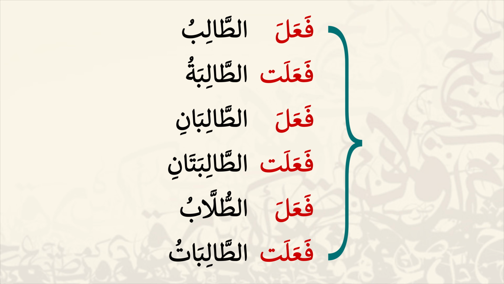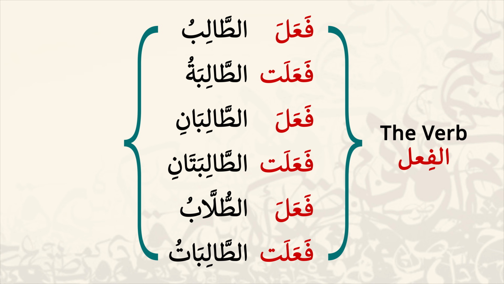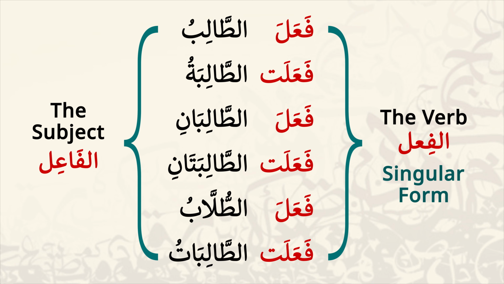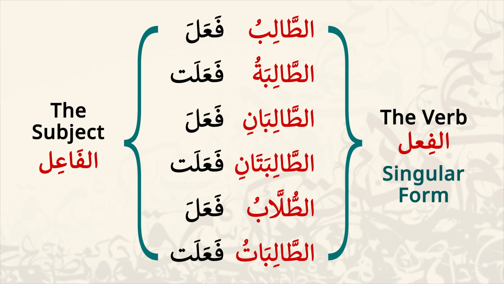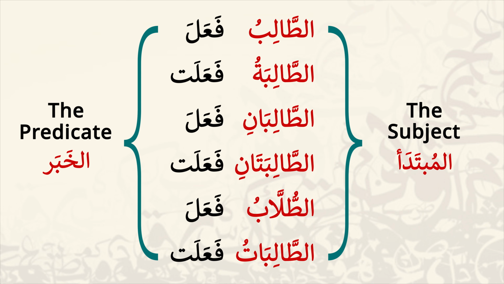فعل is the verb, and the second word is the subject, الفاعل. And as you see, all verbs in these sentences are in singular form. Again, this is only happening with third person, الغائب. What if we decided to exchange between the subject and the verb? Let's do it. Now the word student or students became مبتدأ.